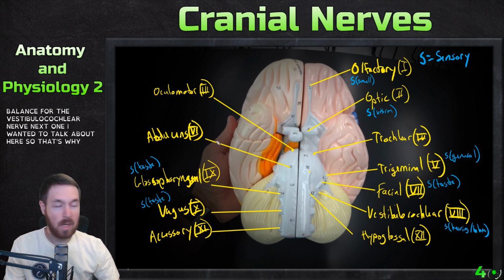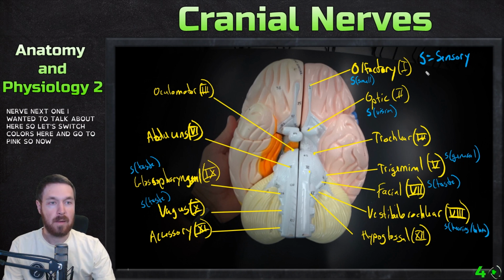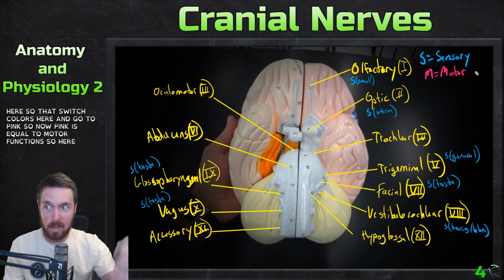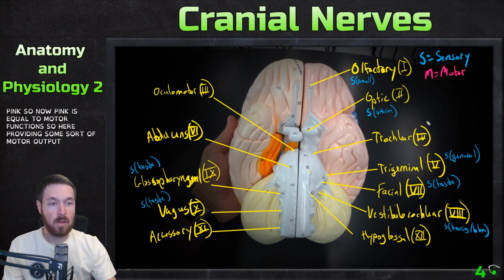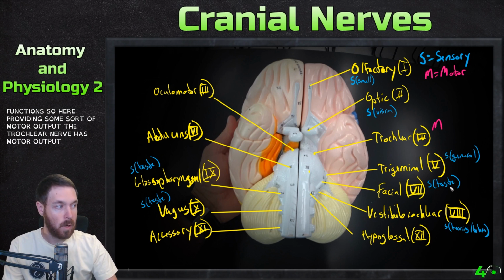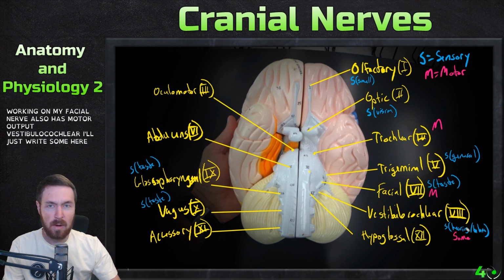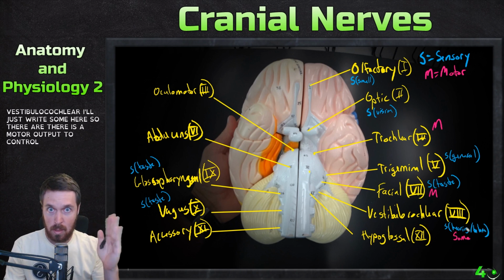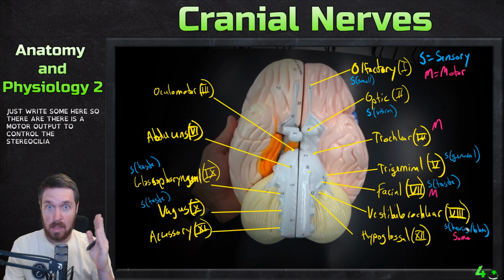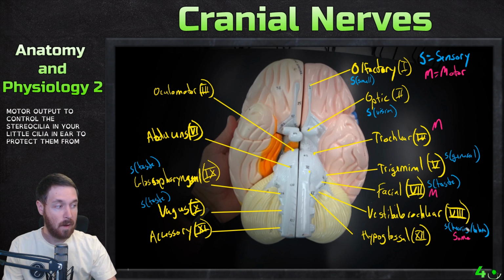So let's switch colors here and go to pink. So now pink is equal to motor function. So here, providing some sort of motor output. The trochlear nerve has motor output, for working the eye. Facial nerve also has motor output. Vestibulocochlear, I'll just write some here. So there is some motor output to control the stereocilia, the little cilia in the ear, to protect them from noises that are very loud.